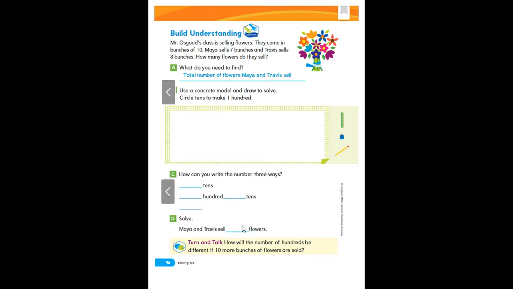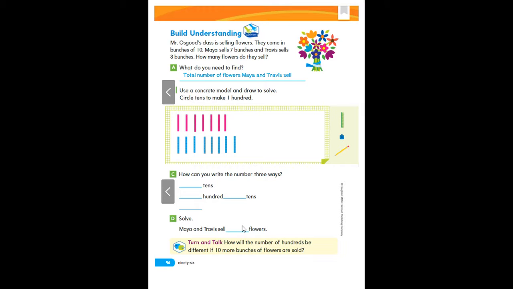All right, so let's use a concrete model and draw to solve. So our concrete model and drawing to solve is using those base 10 blocks. So you can just use a line for each of your 10. I'm going to use the base 10 blocks. So let's start with Maya. 1, 2, 3, 4, 5, 6, 7. Maya sold 7. Okay. Now let's move on to Travis. Travis sold 1, 2, 3, 4, 5, 6, 7, 8. He sold 8.